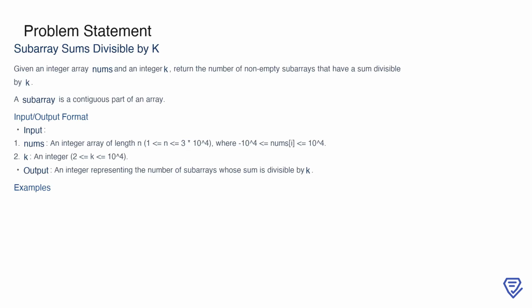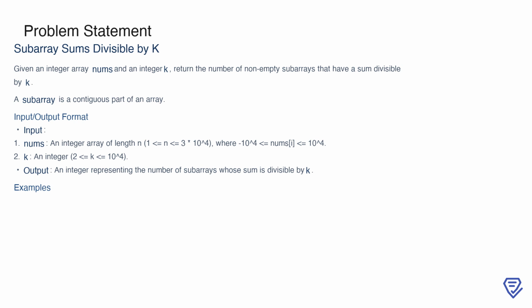In this problem, we're tasked with finding the number of subarrays within an integer array, nums, that have a sum divisible by a given integer, k. A subarray is simply a contiguous sequence of elements from the array. For the input, we're given the array nums with a length ranging from 1 to 30,000, where each element can take a value between -10,000 and 10,000. Additionally, we have the integer k, which is a positive number between 2 and 10,000. The output will be a single integer representing the count of these subarrays whose sums are divisible by k. This means the sum of the subarray, when divided by k, leaves a remainder of 0.